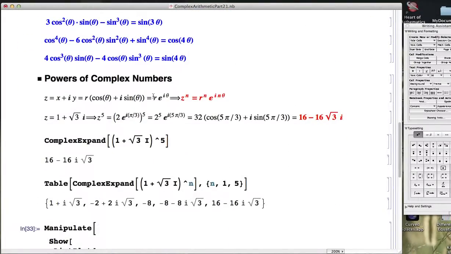Quick review: if z is represented in polar form as r times e to the i theta, so that r is the modulus of z, which would be non-negative, and theta is an argument of z. And then if n is a positive integer, then z to the n can be represented in polar form in this way. r to the n is the modulus of z to the n, and n times theta is an argument of z to the n power.